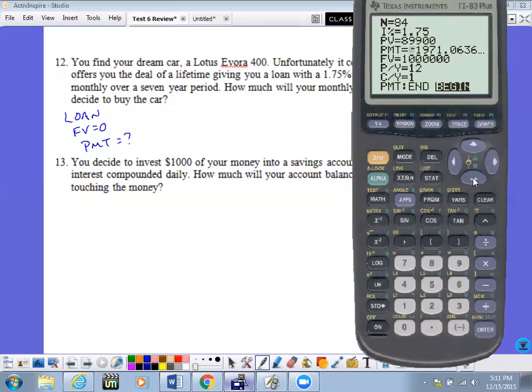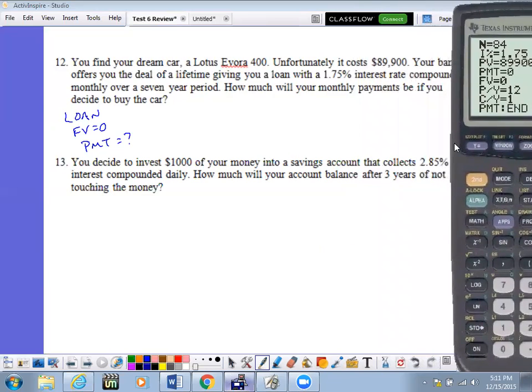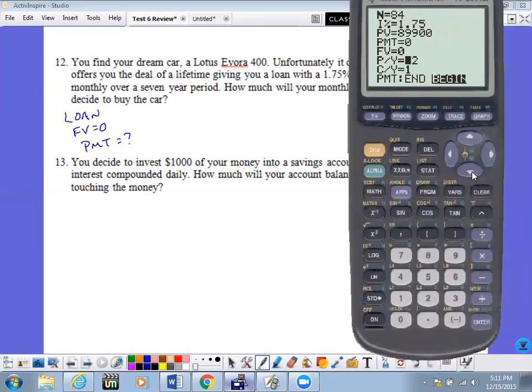Y'all know what's going on. We're solving for the payment. I'm going to put a 0 there for a placeholder. Future value, because it's a loan, is 0. And in this case, we're making monthly payments, so that is 12. And your interest rate is compounded monthly also, so that needs to be 12. And then we're going to go up, and we're going to solve for our payment.